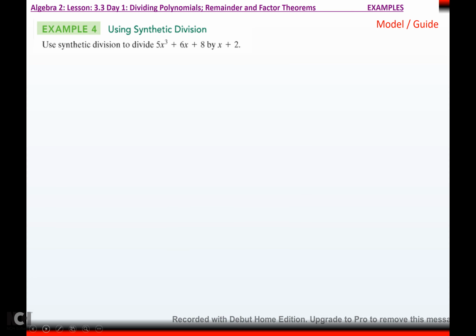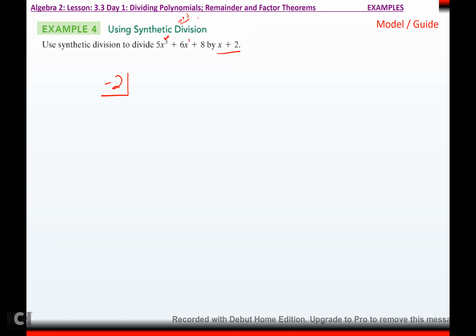Alright, so it says use synthetic division to divide 5x cubed plus 6x plus 8 by x plus 2. So if this is my divisor, negative 2 goes in the hole. Now be careful. You notice how there's a third degree and a first degree, but we're missing a second degree? If you don't use zero placeholders, nothing's going to line up right.